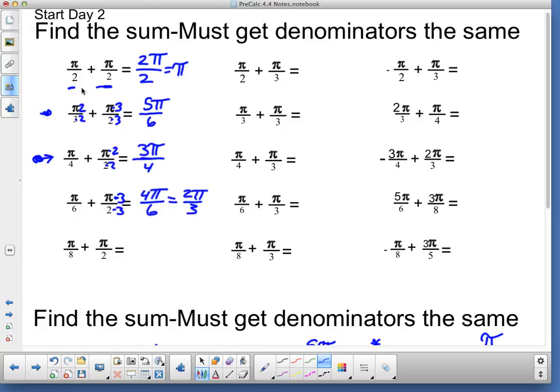And my next one, remember, like denominators, got to be 8, so I'm going to multiply this side by 4's, remember, form of 1, okay, so it's 4 pi plus 1 pi, it's 5 pi over 8.